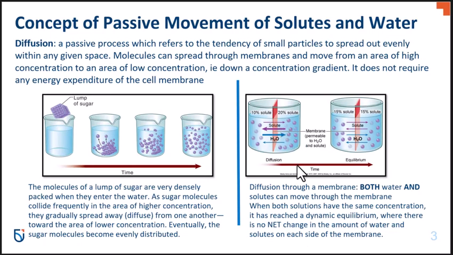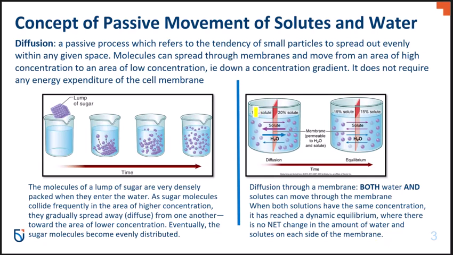In the second example, there is a barrier placed, which is representing a membrane, just like we have our plasma membrane that separates the inside and the outside of the cell. And the barrier here is designed to allow for the movement of both water and solutes through the membrane through a passive process called diffusion.